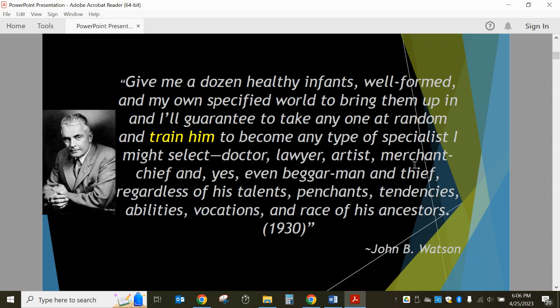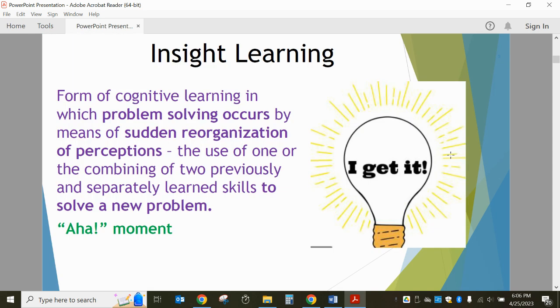Famous quote, John Watson said, "Give me a dozen healthy infants in my own special world, and I can train them to become whatever I want." And that's the key idea of behaviorism, which is of the nurture perspective. Watson said that you could train anybody or anything to behave a certain way because we all started out as a blank slate, also known as a tabula rasa.